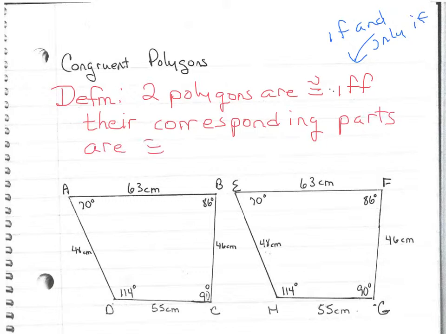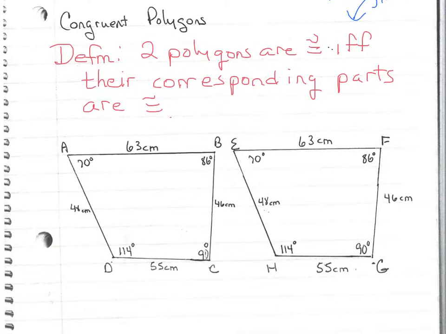So when we look at polygons, we're going to have to determine what the corresponding parts are and whether they are congruent. On your paper, you've got two polygons. We have polygon ABCD and we have polygon EFGH. What's that arrow between them? If and only if.